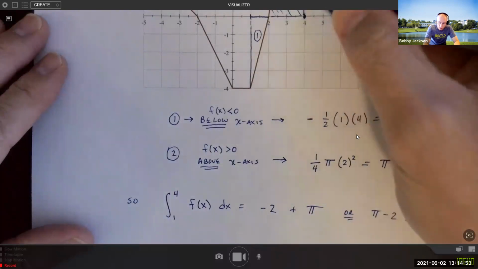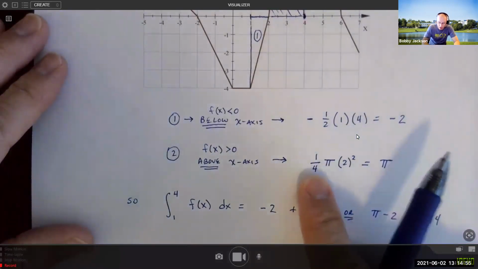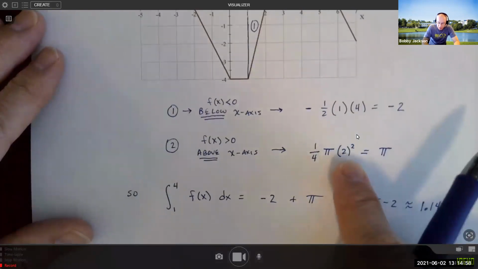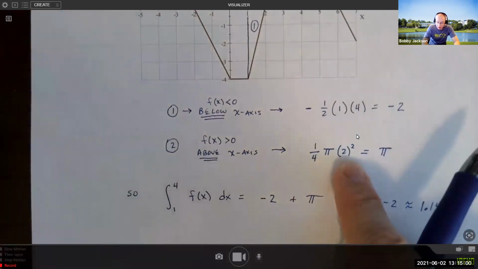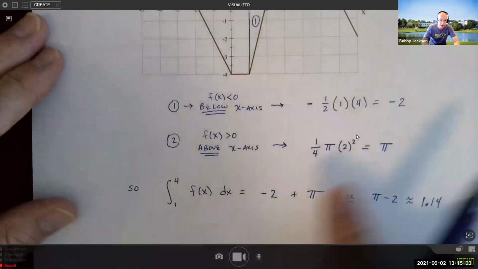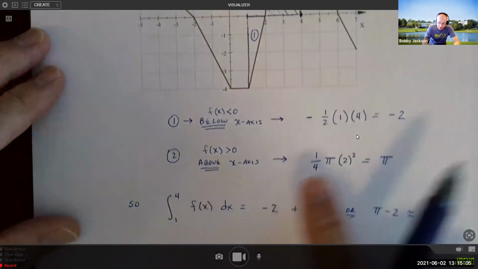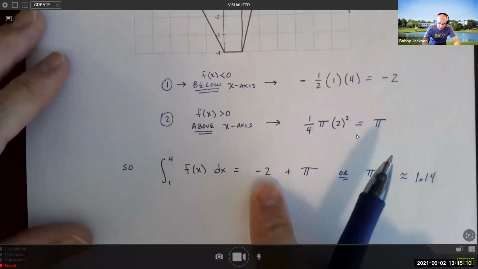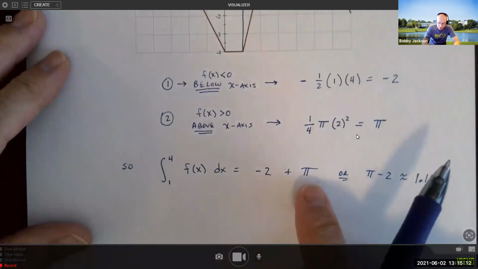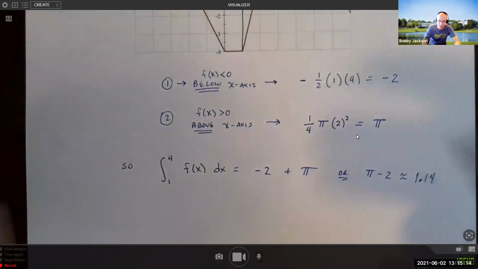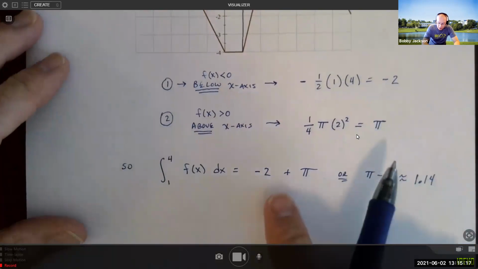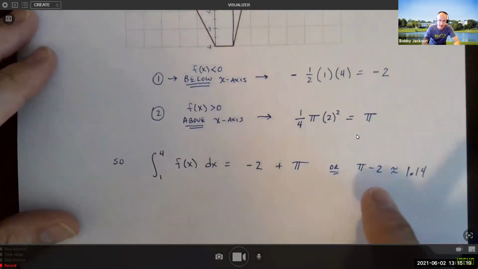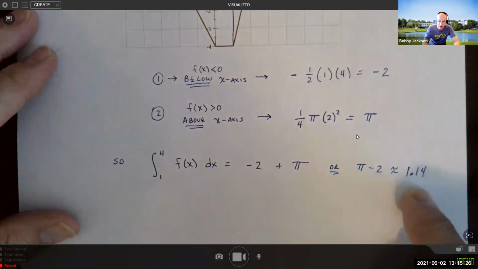So it's just this 1/4 of the circle. So it's 1/4 pi r squared. Well, r is 2. 2 squared is 4. 1/4 of 4 is 1. So I just get pi. Okay, so the integral from 1 to 4 is the sum of these two parts, right? Area of region 1, area of region 2. So the area of region 1 is -2, the area of region 2 is positive pi. And when I say area, I mean, of course, the signed area. So -2 plus pi is the same thing as pi minus 2, which is about 1.14.